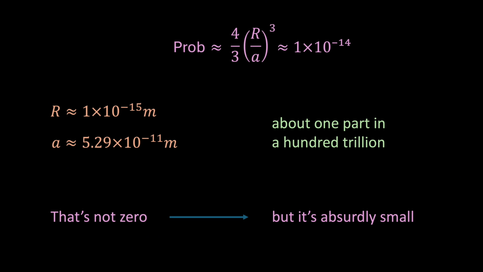And yet, this tiny overlap isn't irrelevant. It contributes to subtle shifts in the electron's energy levels, such as the Darwin term in the fine structure and the Fermi contact term in the hyperfine structure of hydrogen, and it even sets the scale for processes like electron capture in certain heavy nuclei.